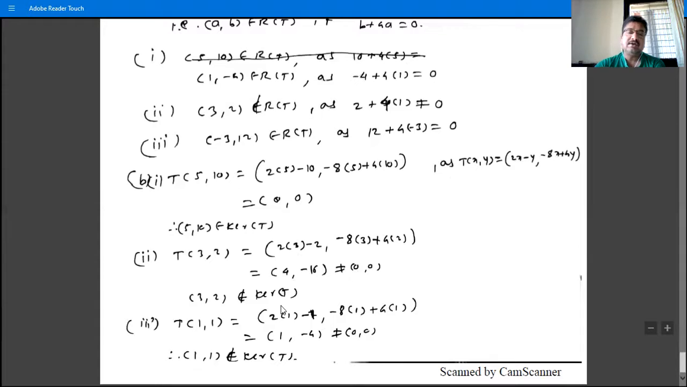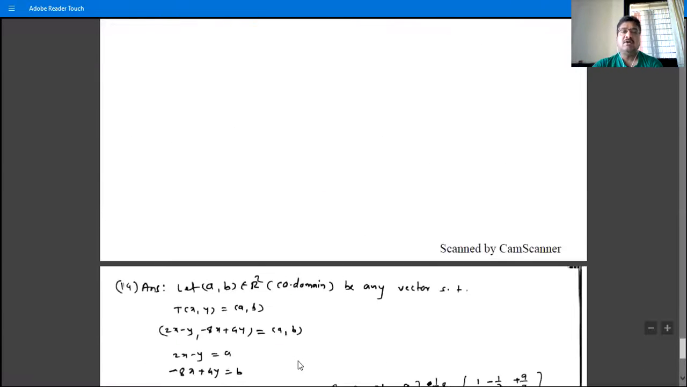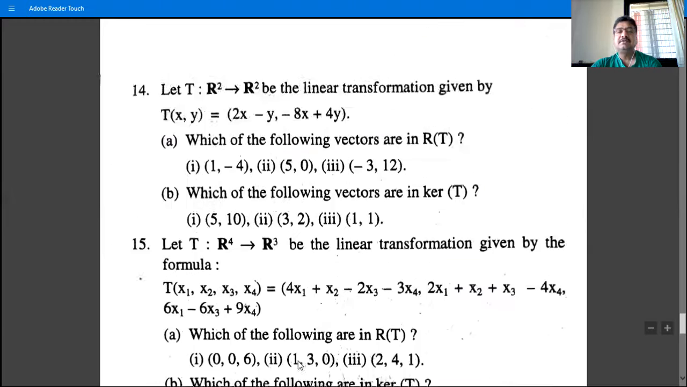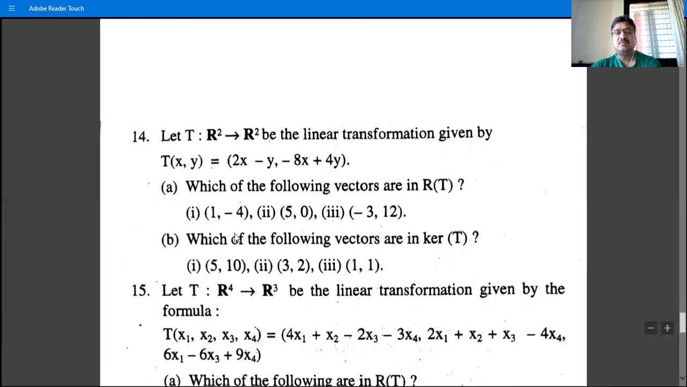And so (3, 2) does not belong to the kernel of T. And T of (1, 1), that is, substitute x and y both as 1, and so we have the answer 1 minus 4. Its image of (1, 1) is this, it is not equal to (0, 0), and therefore (1, 1) does not belong to the kernel of T. So an element belongs to the kernel of T if its image is 0. So this is the answer of this 14.